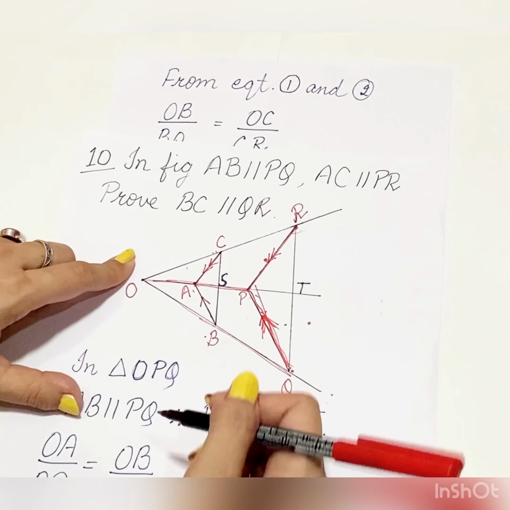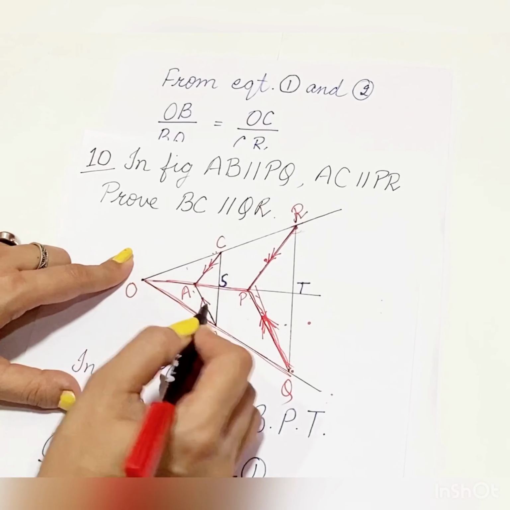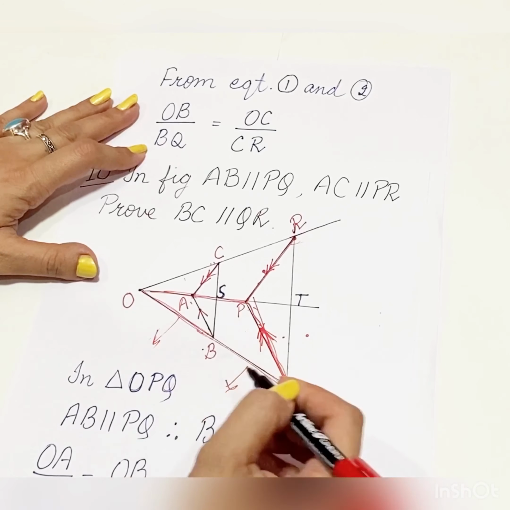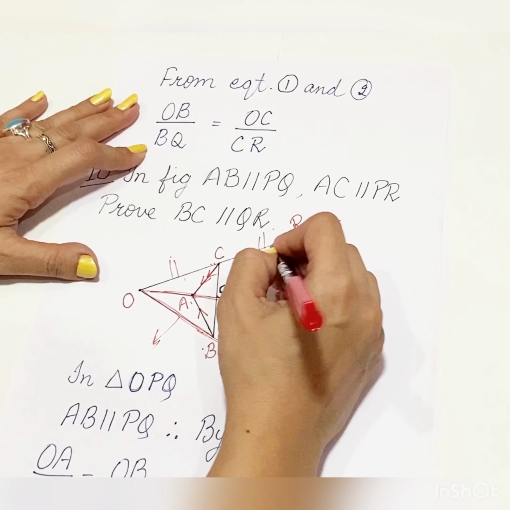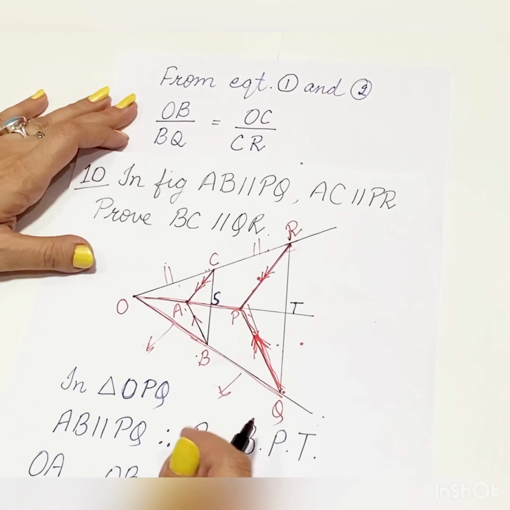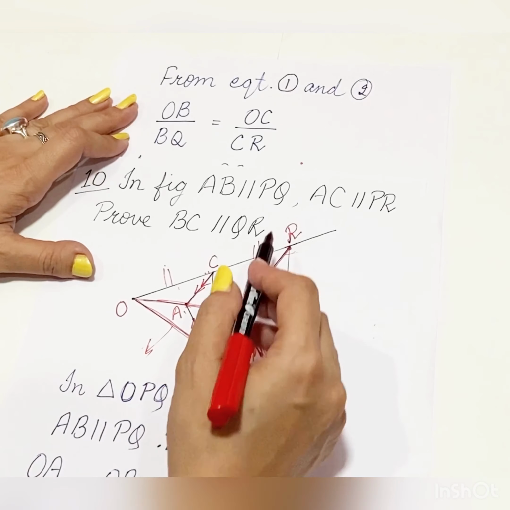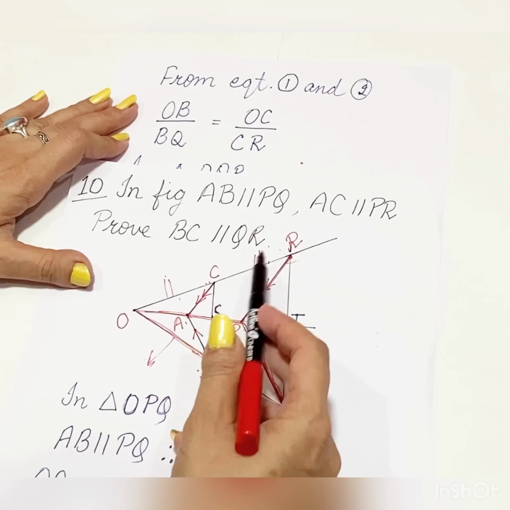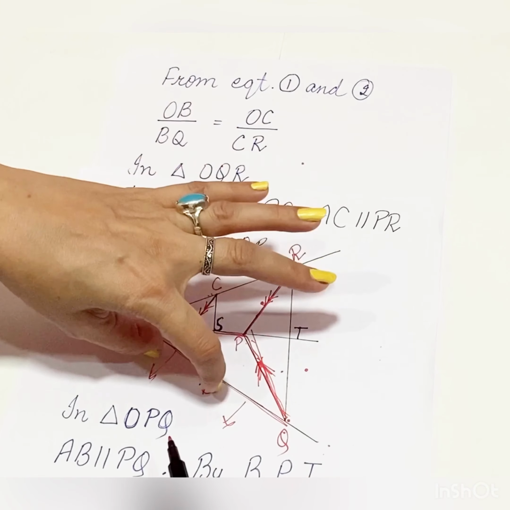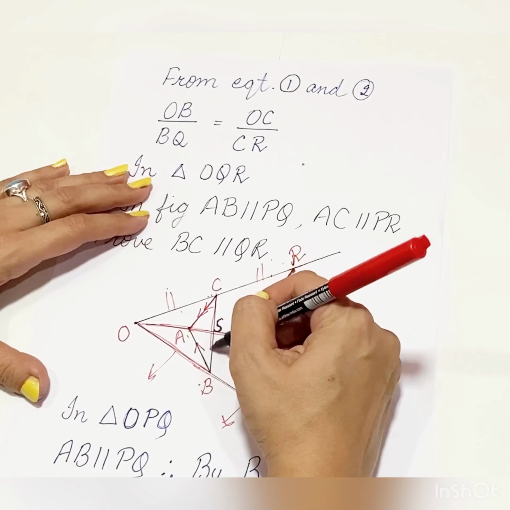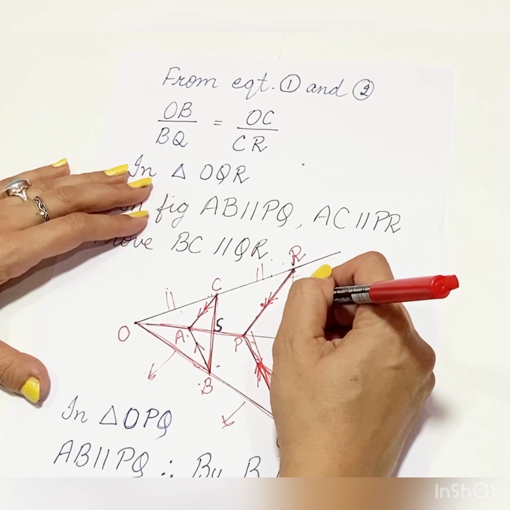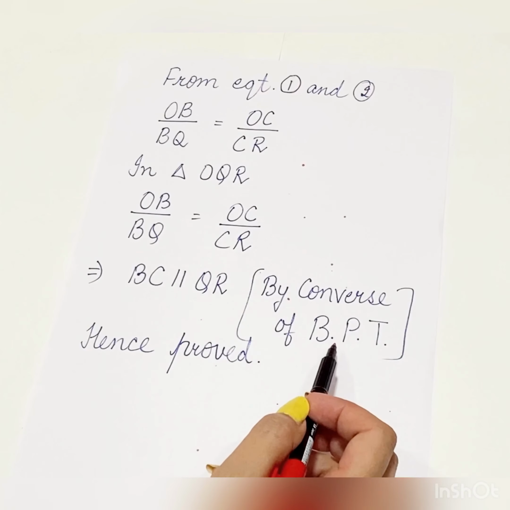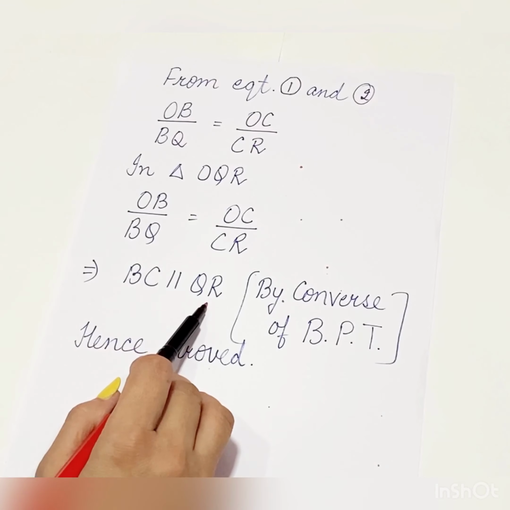Now see this. We have OB upon BQ. This side upon this side is equal to this side upon this side. So if I am taking triangle OQR, in this, if OB upon BQ is equal to OC upon CR, what do we have? The ratios are given to be equal. Therefore, the line segment joining these points will be parallel to the third side. By converse of basic proportionality theorem, you will have BC is parallel to QR.